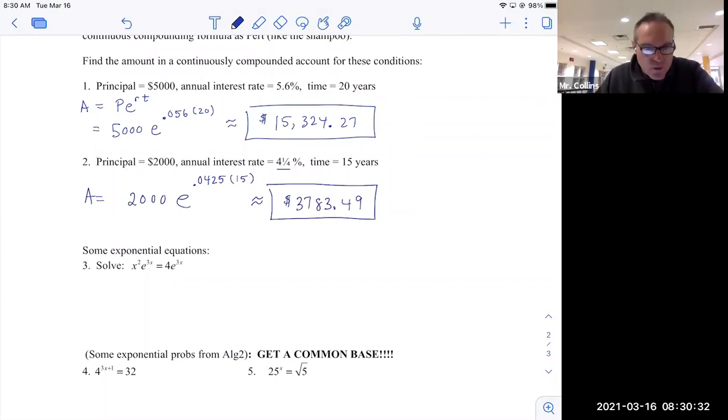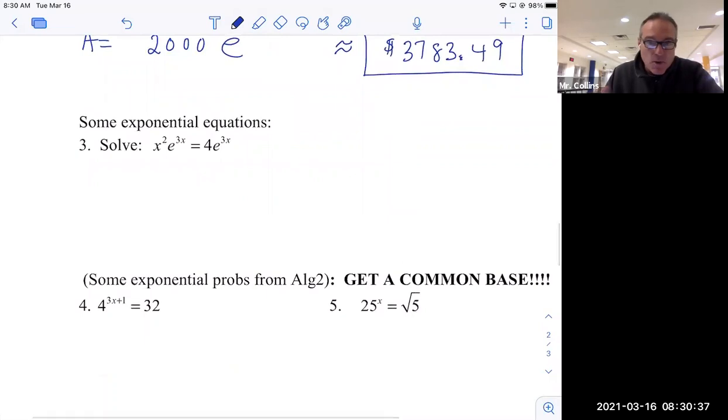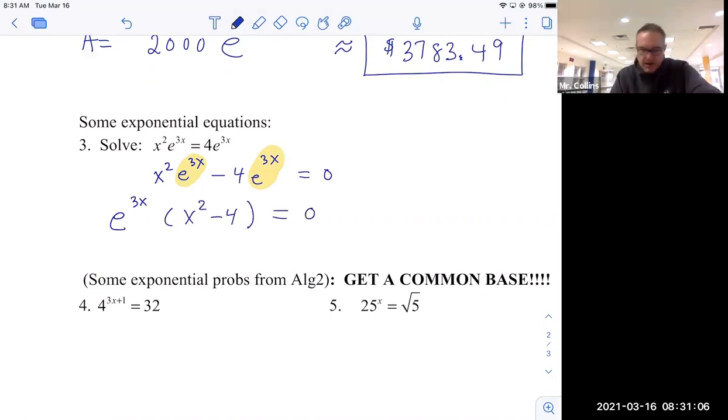Just a couple problems here with e in them. In math, we try to solve equations. Basically, e is something you want to either try to factor out or cancel out. Here, this is a quadratic equation, so I'm going to try to get everything to one side of the equation. So I would subtract this 4e to the 3x, set it to 0. Of course, here I have a common factor. That's the whole deal. Try to factor out e as much as you can. And I'm left with x squared minus 4. And boy, that should look familiar, right?